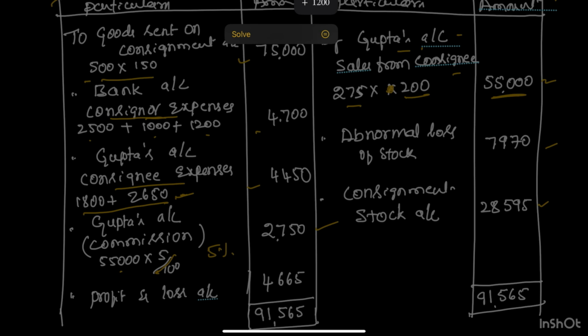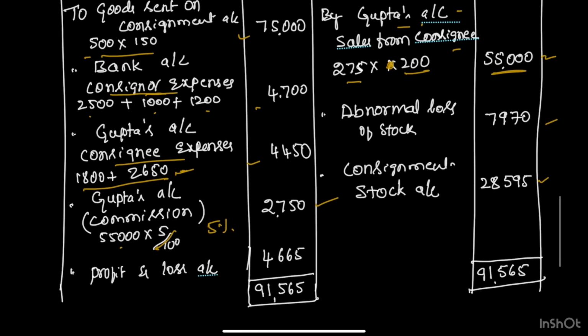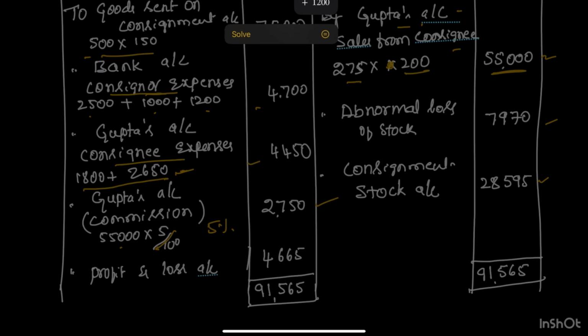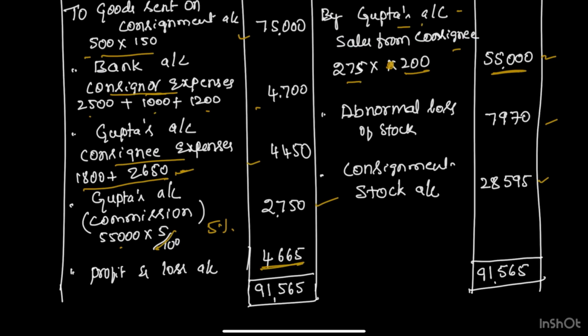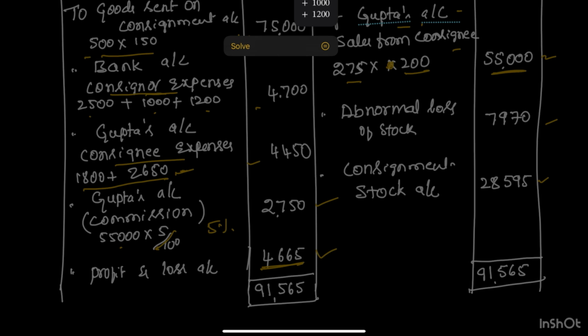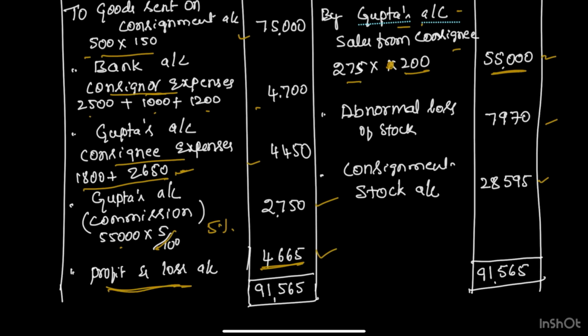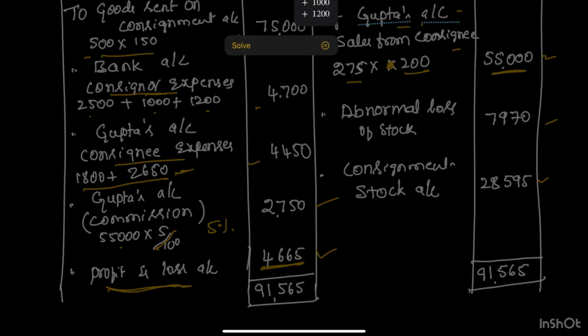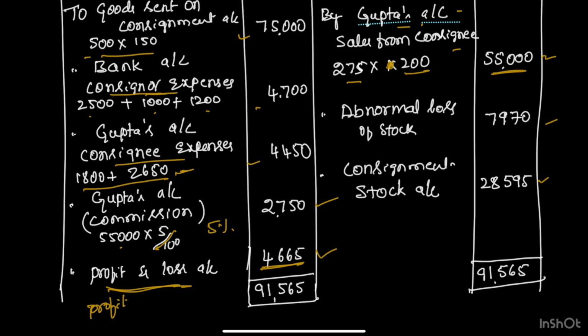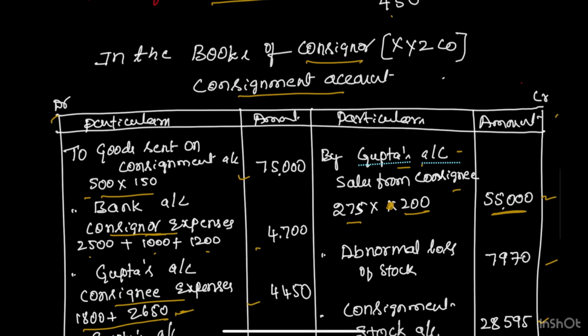Now we have to find whether it is a profit or loss. So the total of debit and the total of credit are to be done. Here we are getting the credit side greater than the debit side, and we are getting a difference of 4,665. So that is the profit. Profit is to be transferred to profit and loss account. And when there is a loss, the loss will be transferred to profit and loss account. Okay, so this is how you find the result of the consignment business you have done.